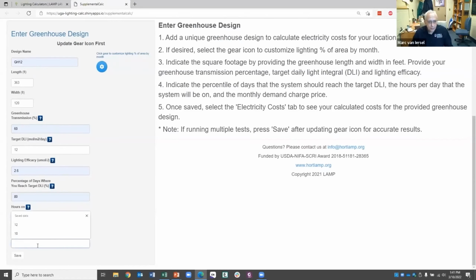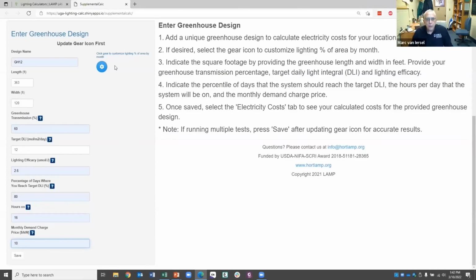And so this box here is important. This is the demand charge. So your electricity bill should have a number on it that tells you what your demand charge is in dollars per kilowatt. $10 per kilowatt to $20 per kilowatt is pretty typical.